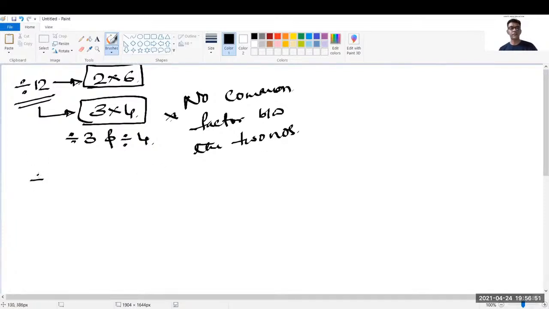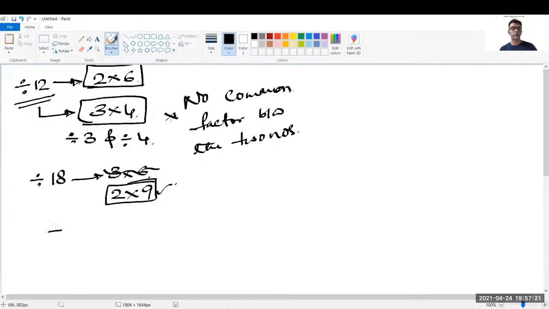So if someone is asking you to find the divisibility rule for 18, my question to you is, what will you pick? 3 into 6, 2 into 9. Which one will you pick? 2 into 9. You will pick 2 into 9 because 2 and 9 do not have any common factor, whereas 3 and 6 have a common factor. Did you all understand this?